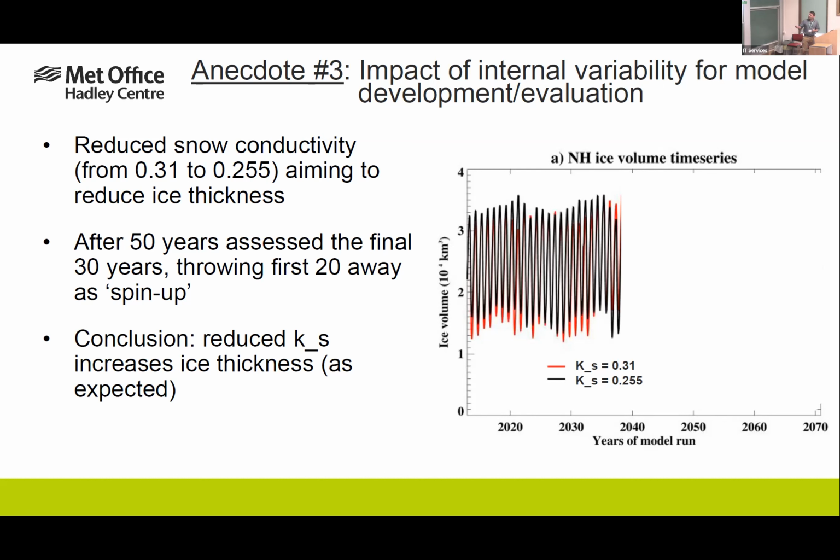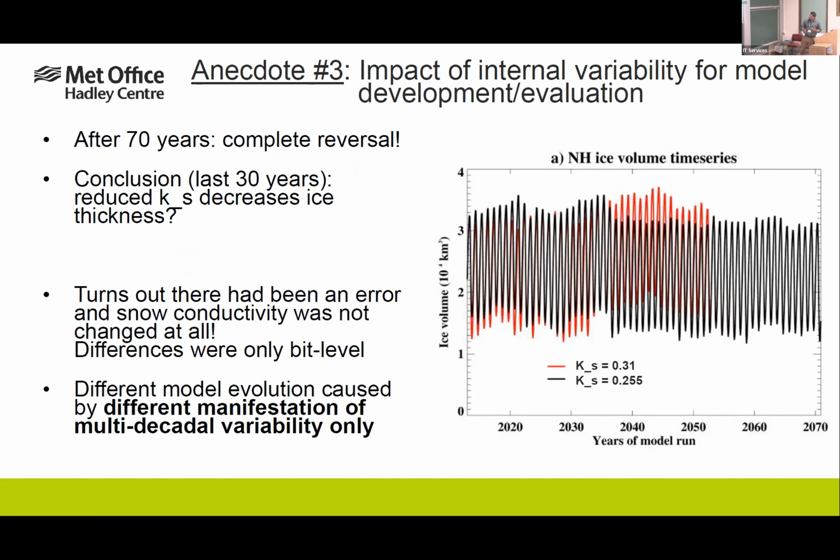Easy. Here it's happening. We get less ice volume, that's the red. And he's run this for 50 years and looked at the last 30 years of the run. And I said, okay, well, keep running it. So then he looks at the last 30 years of the run and he tells me, oh, snow conductivity is actually increasing the ice thickness and the volume. I said, are you sure? There's multi-decadal variability.